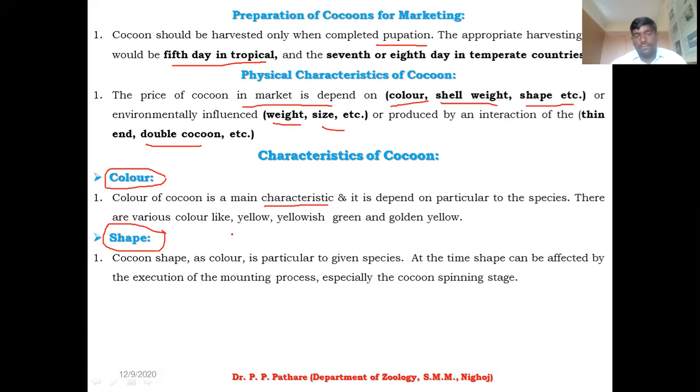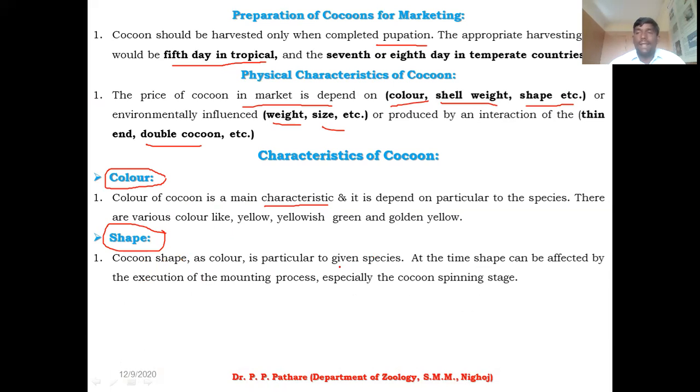Shape of cocoon. The cocoon shape is usually similar in color. The shape of the cocoon is again a very important characteristic, a very important feature of the cocoon. Again, it varies from species to species. At times, shape can be affected by the extrusion and molting process, especially at the cocoon spinning stage. So they are also variable.